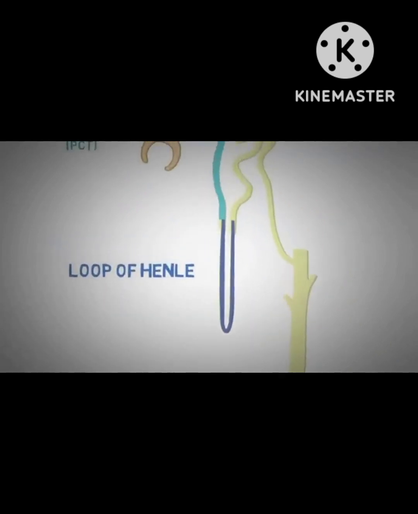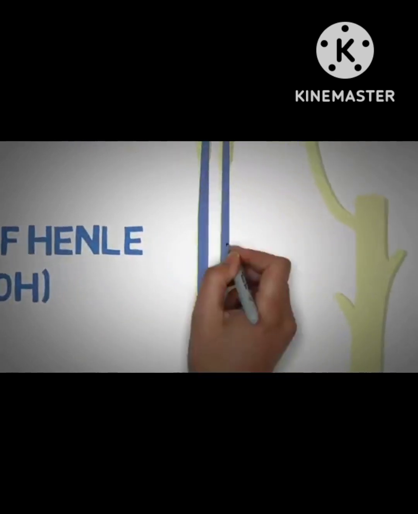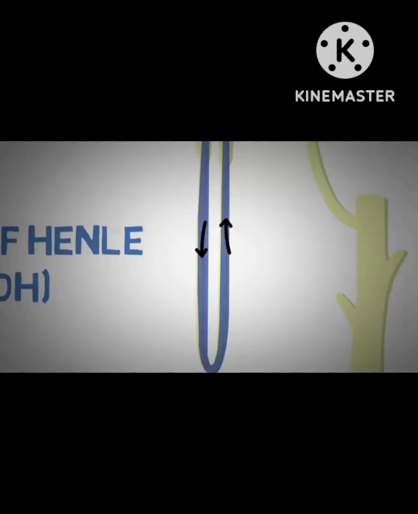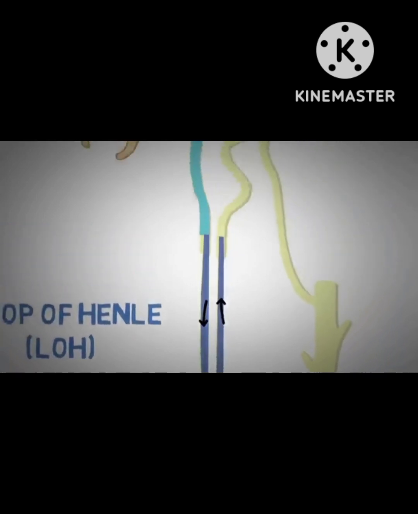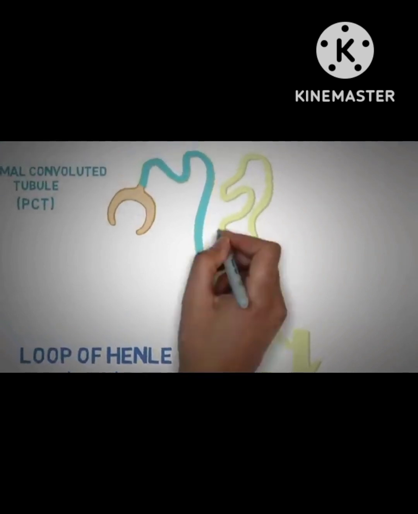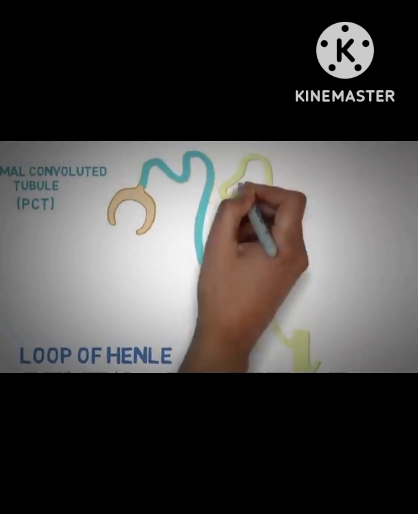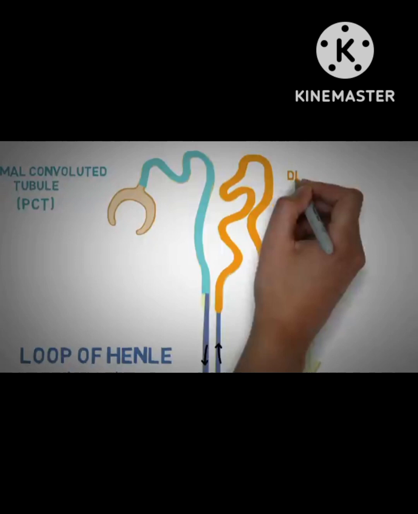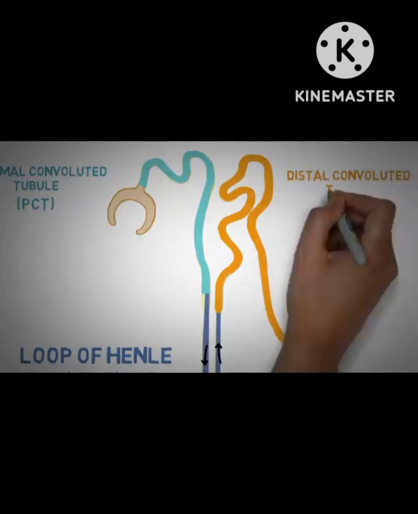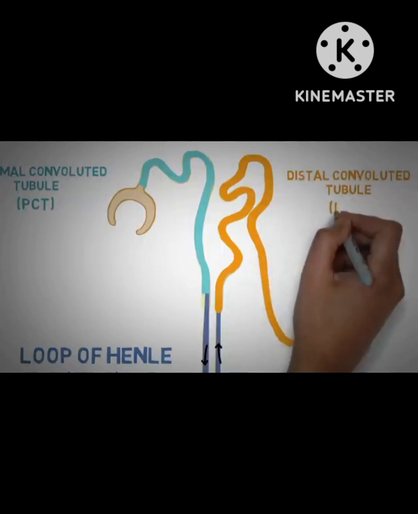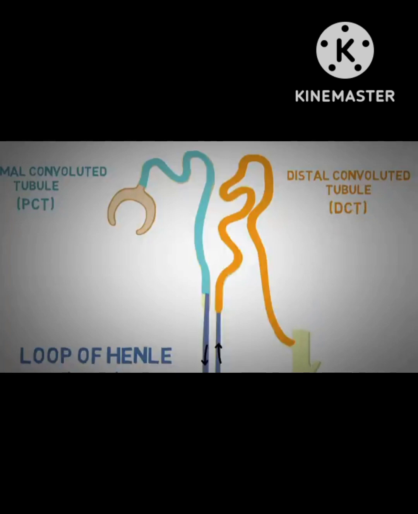This region forms a loop that is located in the renal medulla. The loop has a descending limb and an ascending limb. The ascending limb of loop of Henle leads into the distal convoluted tubule. Distal meaning away since it is located far from the Bowman's capsule as compared to the proximal tubule, and convoluted since it is also a folded structure to increase the overall length of the tubule.